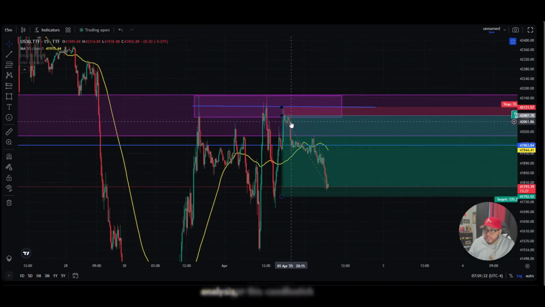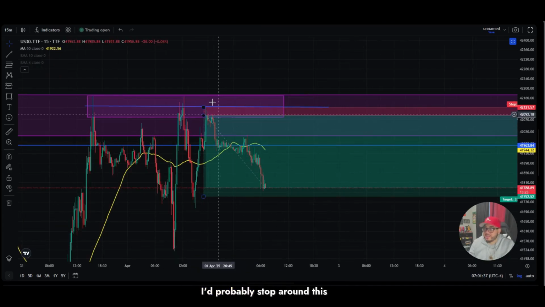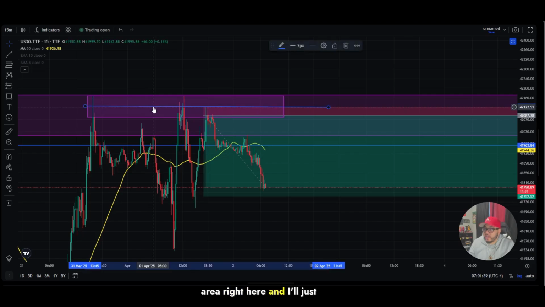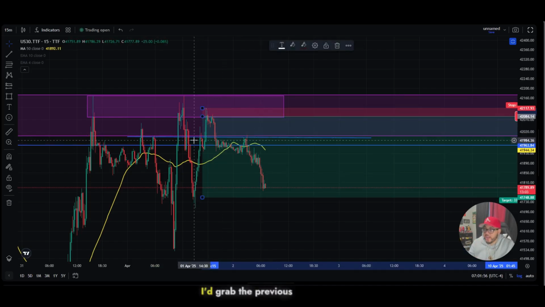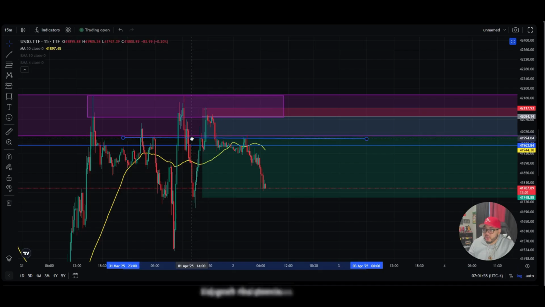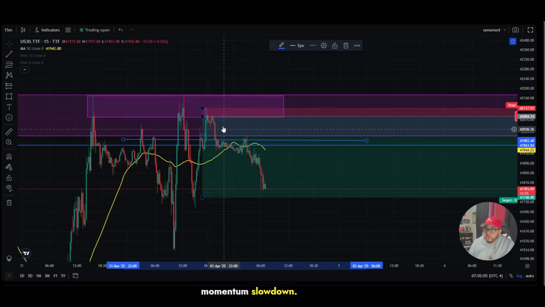Once I get this candlestick analysis, get these nice pushes towards the downside, I'm pretty much done for the day. I'd probably stop around this area right here, and I'll just grab this for markup sake or time sake of the video. If it's currently moving, I'd grab the previous support resistance. So this would be the mini resistance area right here.